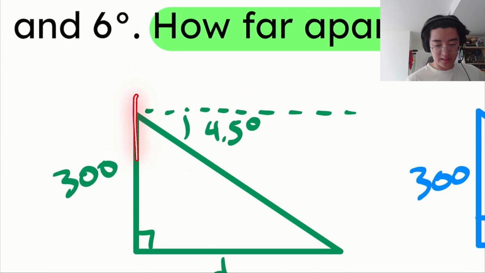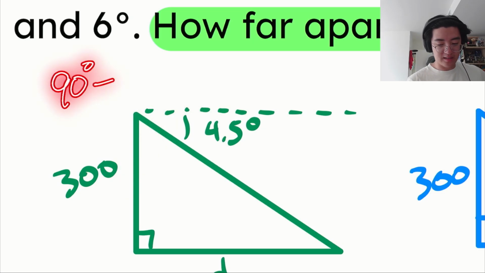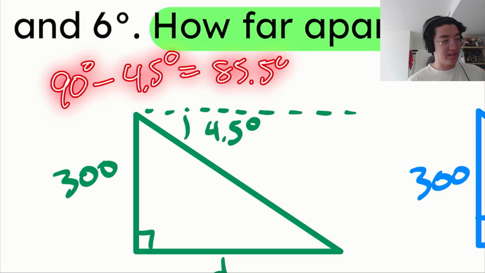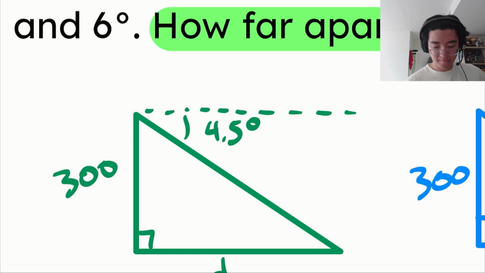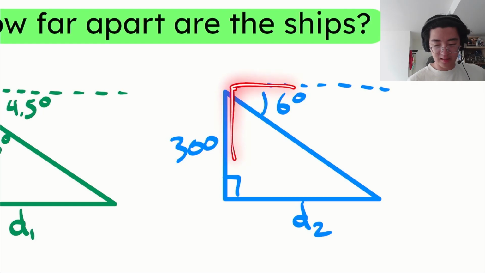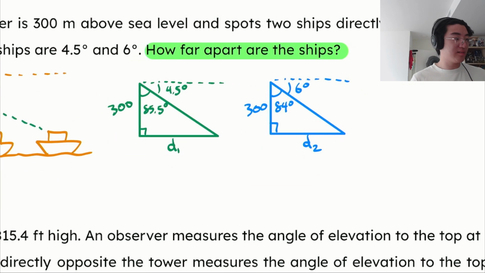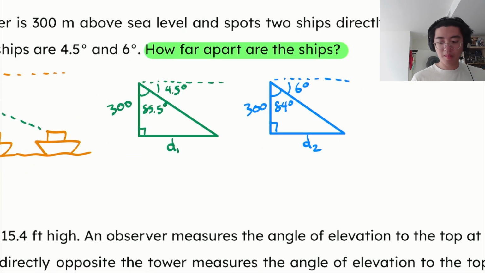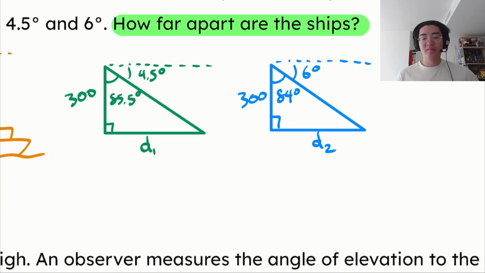Right, once again, we know that this right here is 90 degrees up here. So this angle must just be 90 degrees minus whatever the angle of depression is. Right, which is 85.5. Right, similarly, do this one. That's our right angle here of 6 degrees. So this is just 90 minus 6, which is 84 degrees.